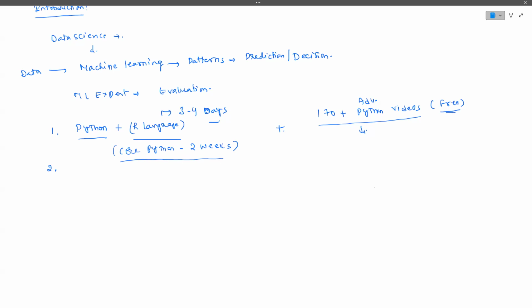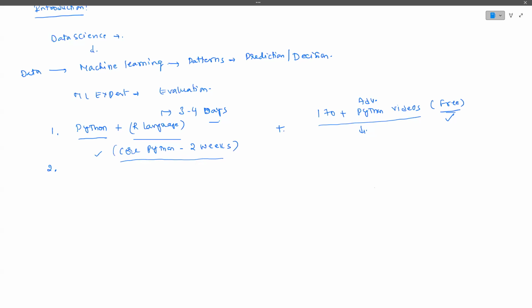Whoever has registered for the data science course will get these 170 plus advanced Python classes free of cost. So it is not mandatory. Don't worry about them, they are only optional, guys. If anyone is interested to learn, everyone will get access. If you have sufficient time, you can learn it. Otherwise, you can skip them. Not mandatory. The core Python classes I am discussing in the class are going to be sufficient, guys.